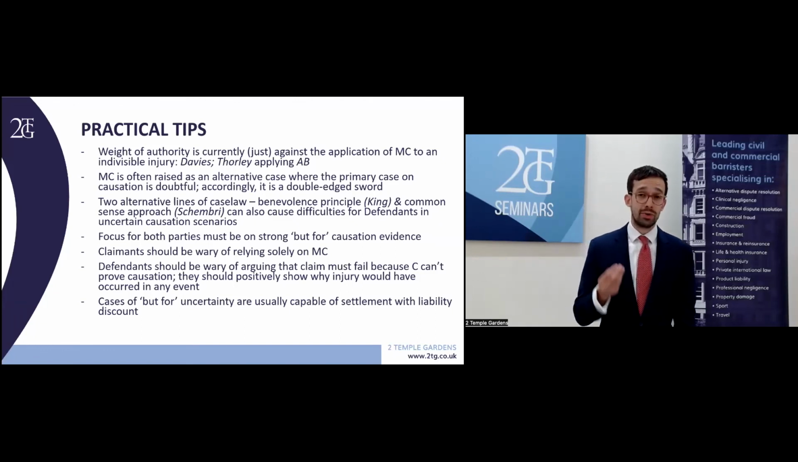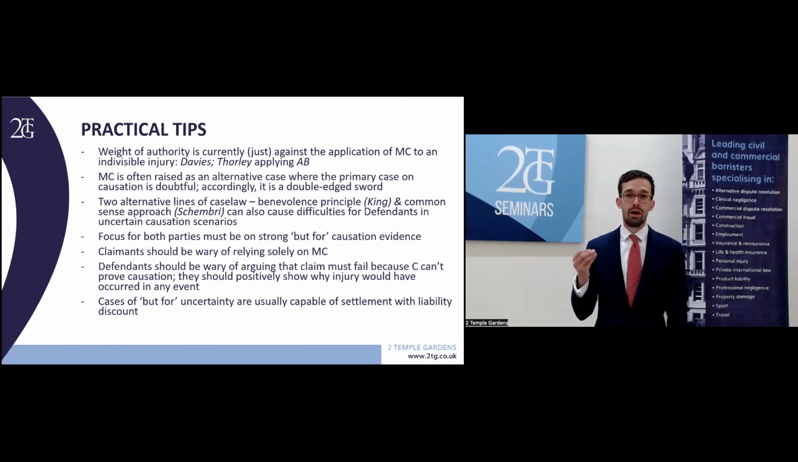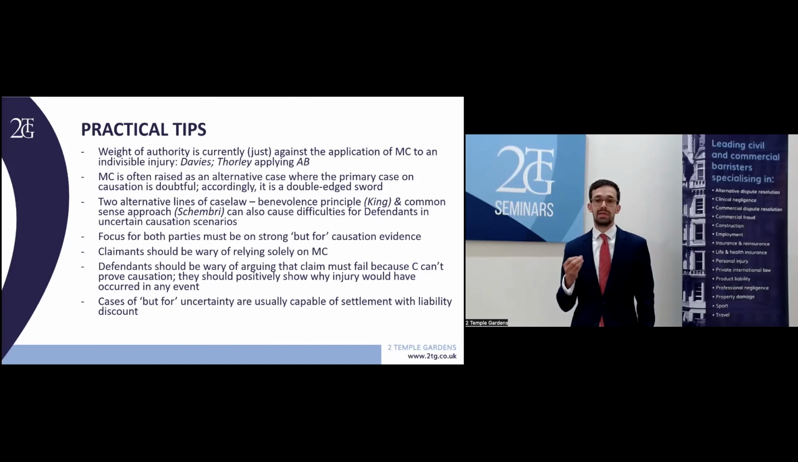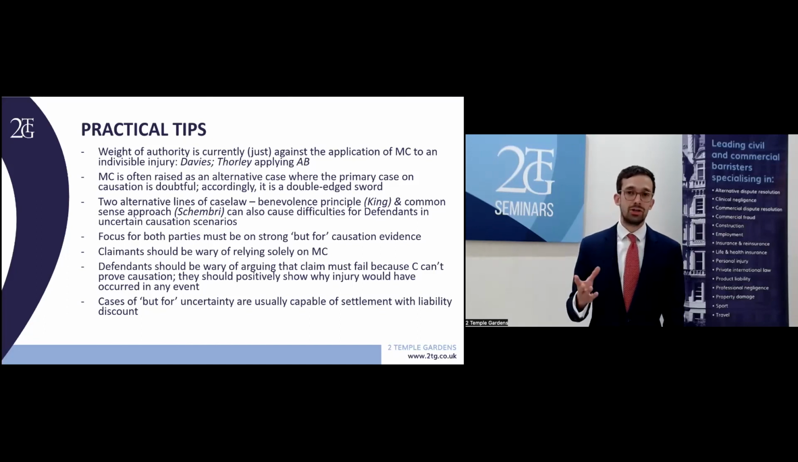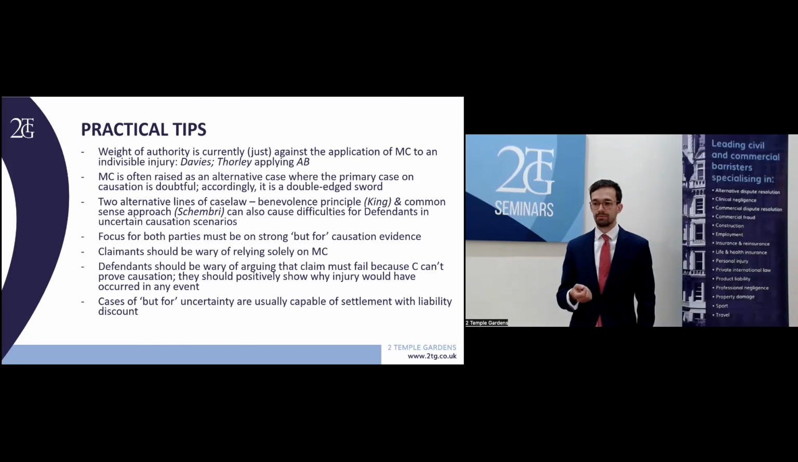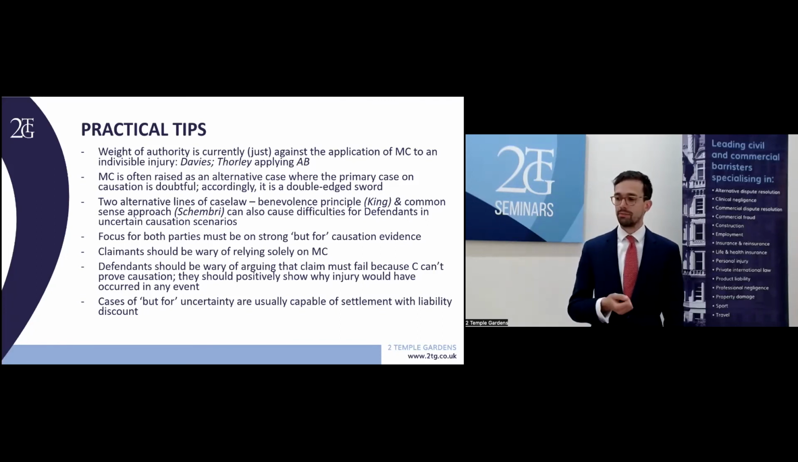Ultimately, we think that the real focus for both claimants and defendants needs to be on solid but-for evidence, and experts need to be directed primarily on whether or not an injury, or an acceleration of an injury, or an exacerbation of an injury, would have happened or not, on such evidence as there is. And claimants should probably be very wary of bringing a case that relies solely on material contribution.